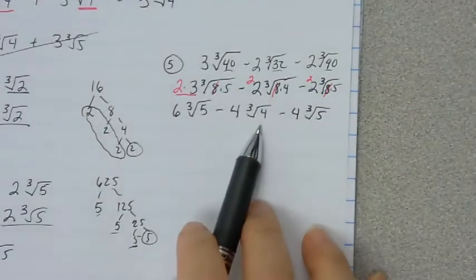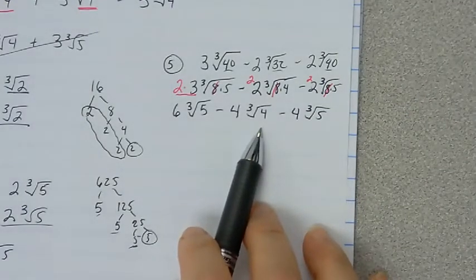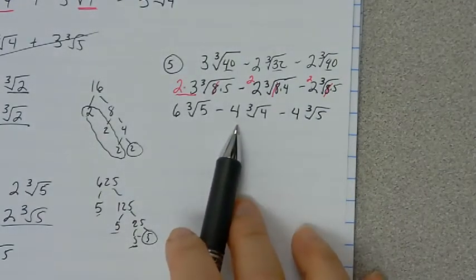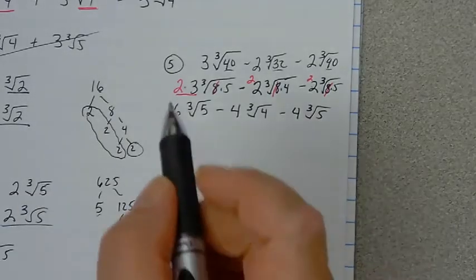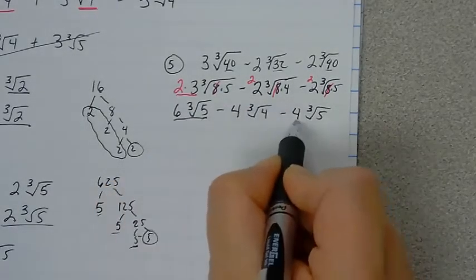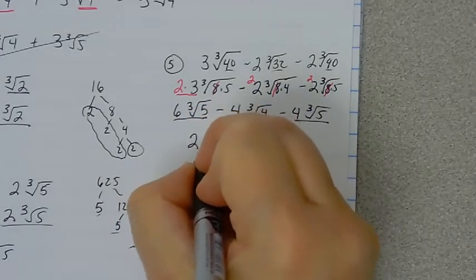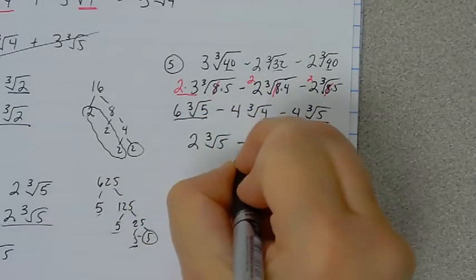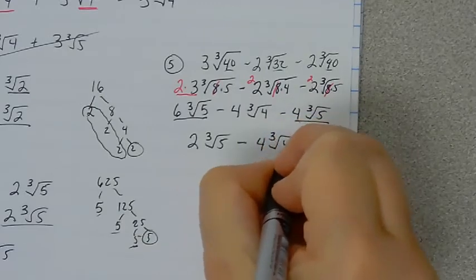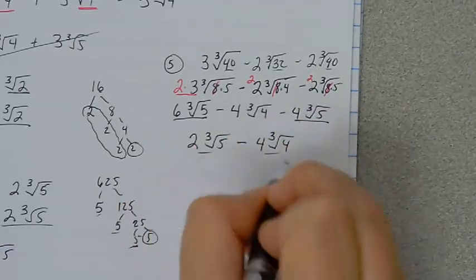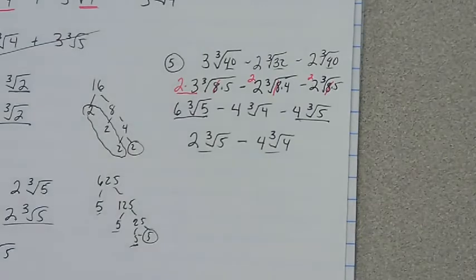Now 4 breaks down to 2 times 2, which isn't going to be enough to bring anything outside the radical, so I'm going to leave it. So now I'm looking for like terms. I have a cube root of 5 and a cube root of 5, so I can put those together. That makes 2 cube root of 5. Subtract 4 cube root of 4. These are not like terms, so I can't put them together, so that's my final answer.